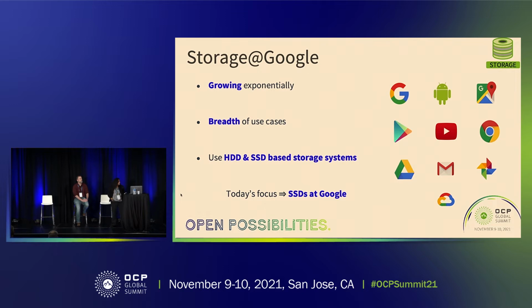We have several products with over 1 billion users each, presenting a breadth of use cases for the storage systems that we build at Google. We optimize for the storage total cost of ownership, TCO, and some of the key dimensions are the dollar per gigabyte and the IOPS per gigabyte. We use both HDD and SSD-based storage systems, but today we'll focus on SSDs at Google.